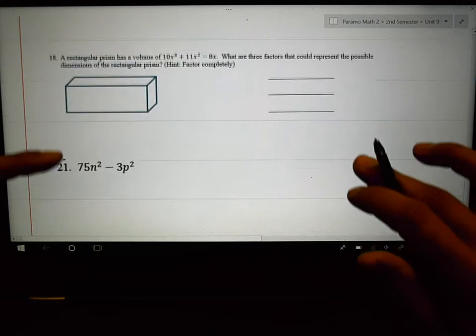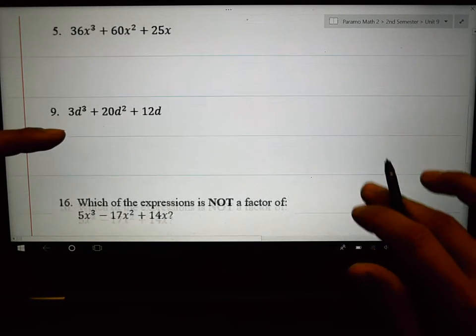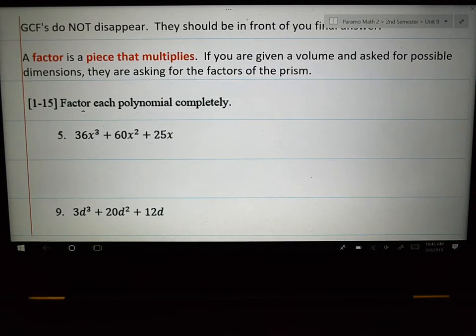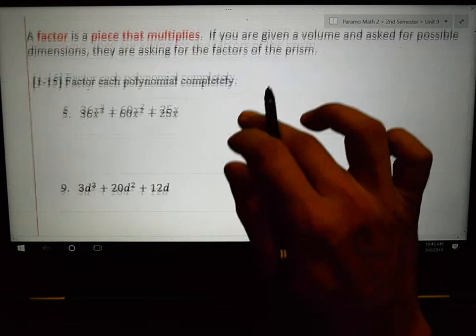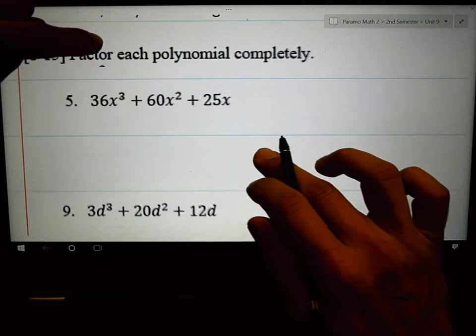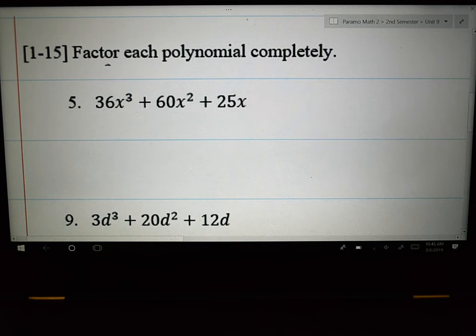So I have 1, 2, 3, 4, 5 different examples for us to do together. If you would like to do these examples with me, you are totally welcome to do so.